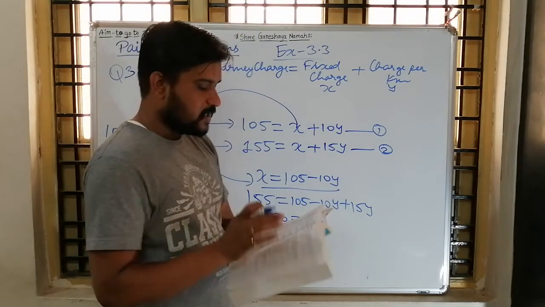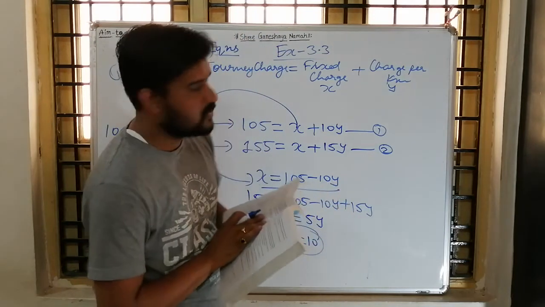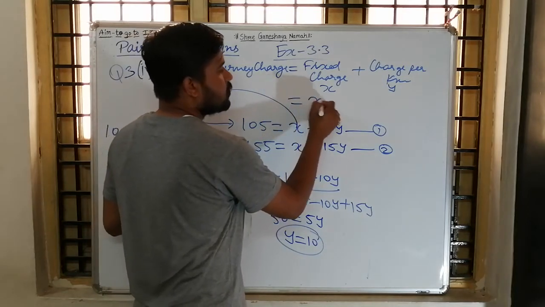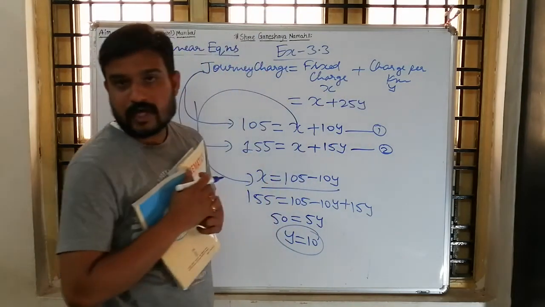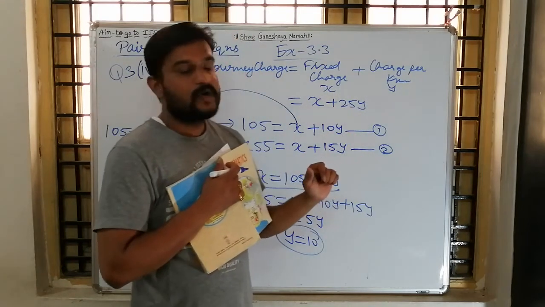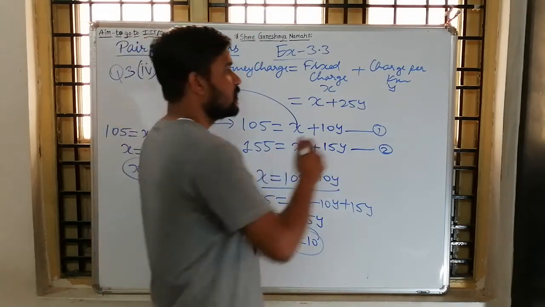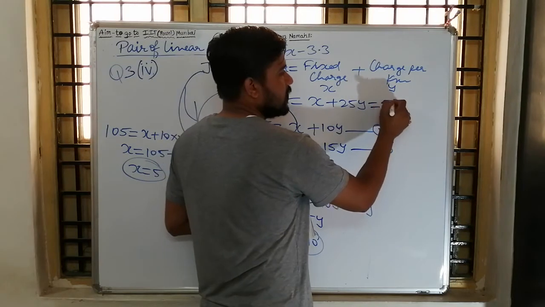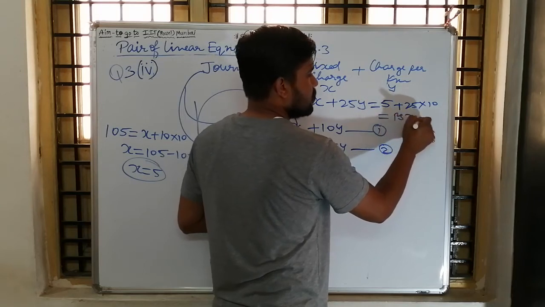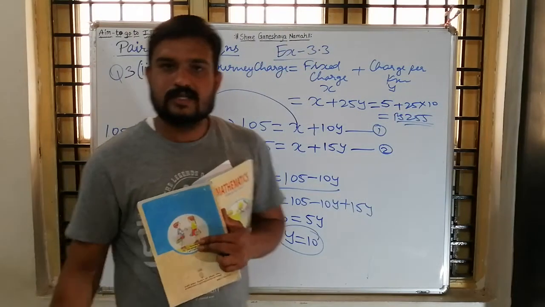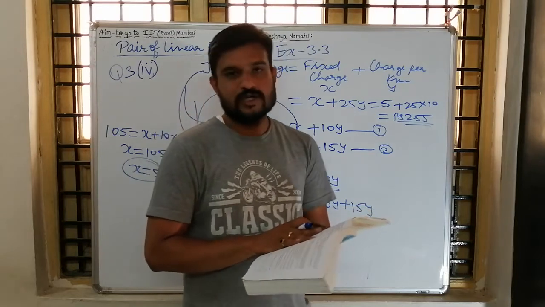Okay? So finally they have asked, how much does a person have to pay for travelling a distance of 25 kilometers? Okay? So for 25 kilometers you have to pay the fixed charge plus 25y. Why 25y? Because the charge for 1 kilometer is y, so for 25 kilometers it will become 25y. Now just put the values of x and y. Value of x is 5 plus 25 into 10. So for 25 kilometers you have to pay 255 rupees. Okay? This was all about the fourth part in question number 3.